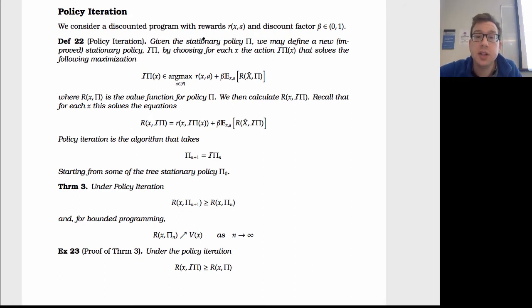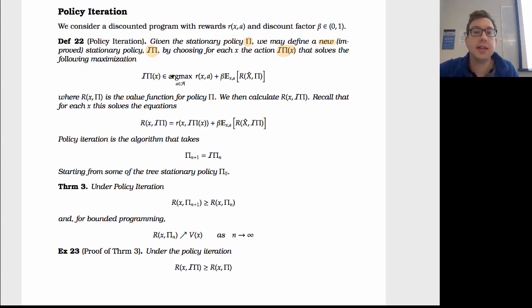So for policy iteration, we start with a stationary policy. That means a policy where for every state that I'm in, I've decided what action I'm going to take. And we then define a new and improved stationary policy I(pi). Notice the iteration that I take is on the policy and not on the value function. And we do this by choosing the action for the state x that solves the following maximization.